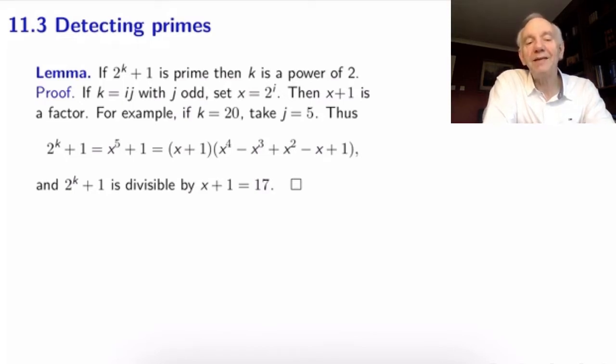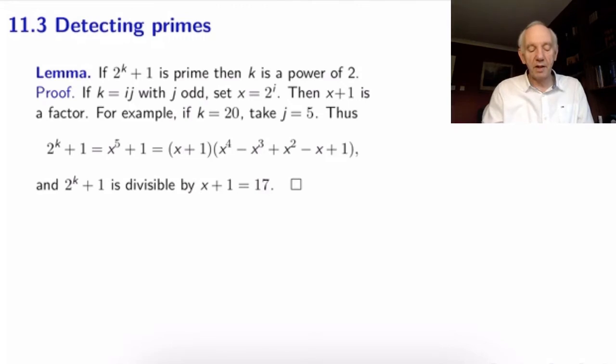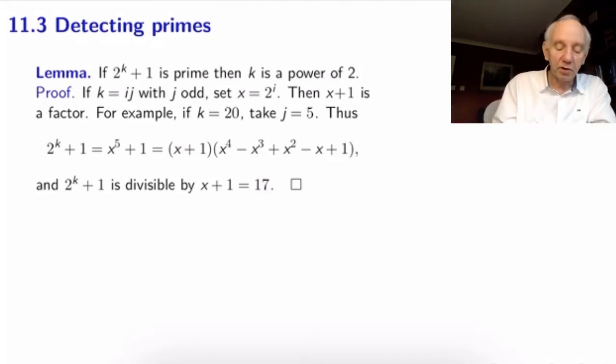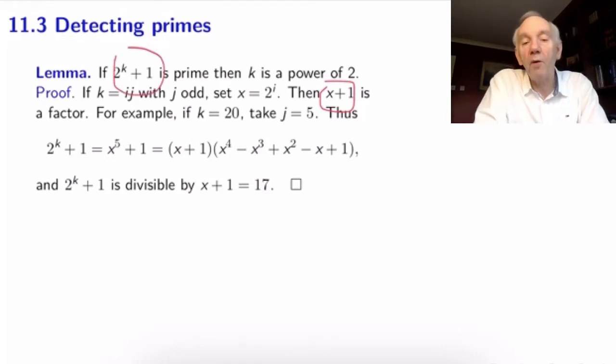So suppose k does have an odd factor. Suppose k is equal to i times j, in which the integer j is odd. And for shorthand, I'm going to let x denote 2 to the power i. So j is odd, and for the complementary factor i, 2 to the power i we call x as an abbreviation. Then I claim that x plus 1 is actually a factor of 2 to the k plus 1. Why is that?